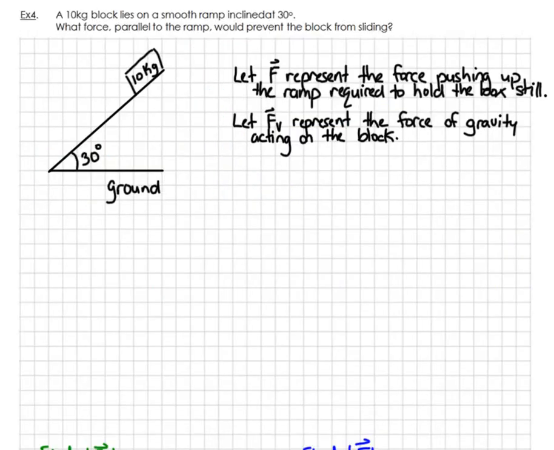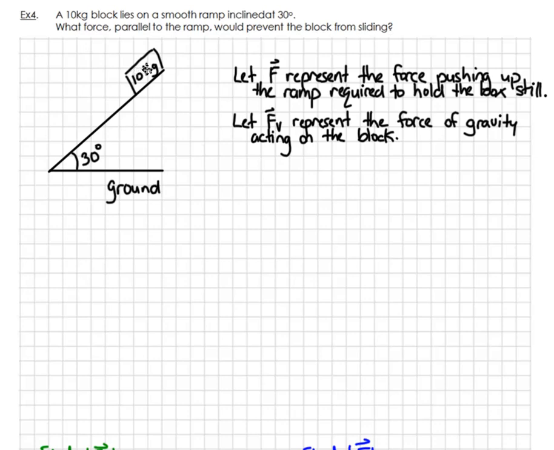Okay, lastly, example number 4. A 10-kilogram block lies on a smooth ramp inclined at 30 degrees. So here is my ramp. There is my 10-kilogram block that is not going to move, and it's at an incline of 30 degrees. So this is the ground that the ramp is on. What force parallel to the ramp would prevent the block from sliding?